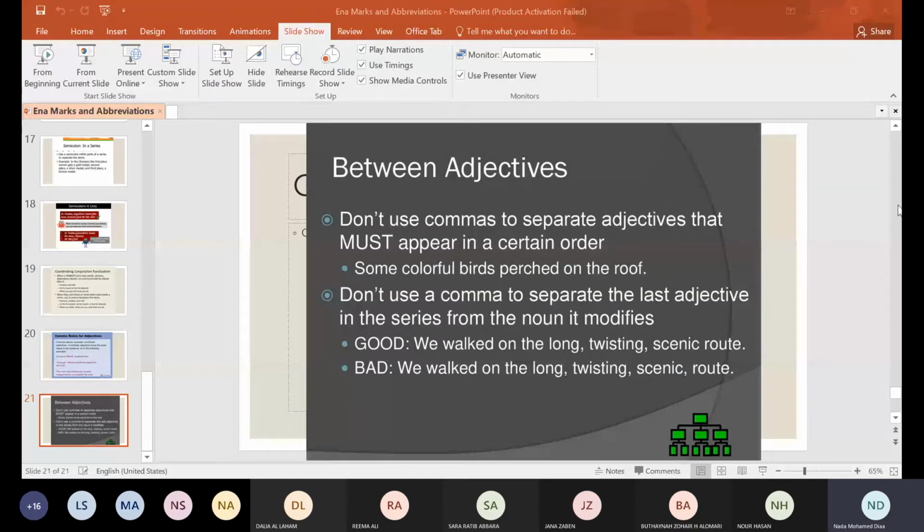Yes, miss. The recovered items revealed clues to Egyptian life, death, and afterlife. Egyptian life, comma, death, comma, and afterlife. Excellent, dear. Excellent. 15, Dana Wael.